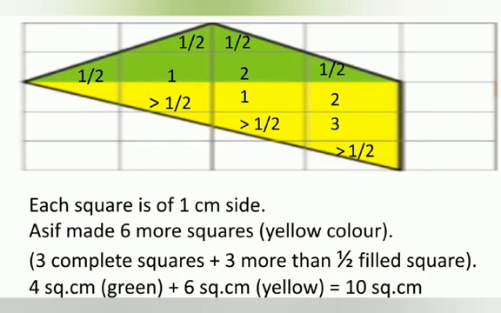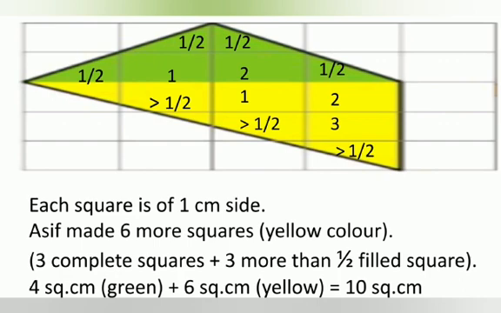You can also see 3 more than half filled squares here. As you know, more than half filled squares will be taken as 1. The area of these 3 squares will also be equal to 3 square centimeter. So the area of the yellow portion is equal to 3 complete squares plus 3 more than half filled squares. That is equal to 6 square centimeter.